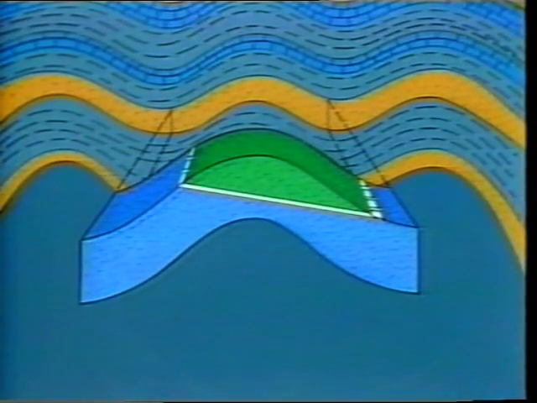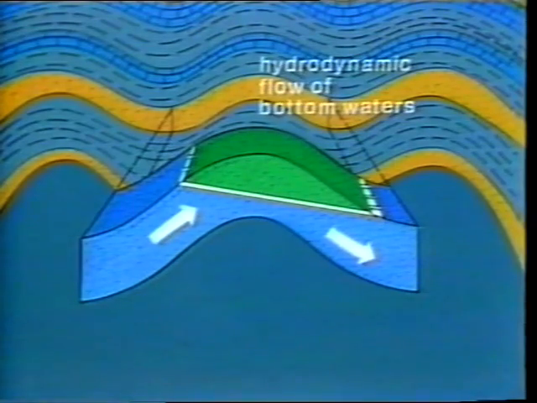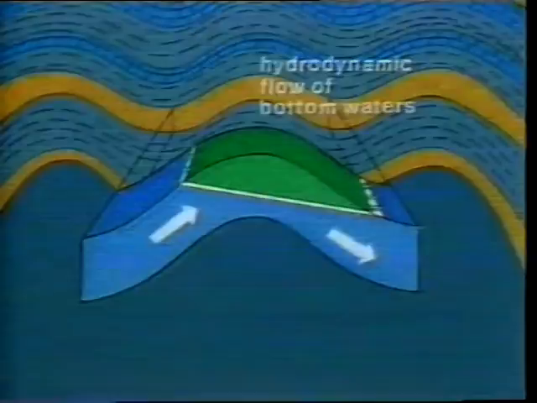Fluid contacts in a trap are generally planar, but are by no means always horizontal. Should a tilted fluid contact be present, its early recognition is essential for correct evaluation of reserves and for establishing efficient production procedures. There are several ways in which a tilted fluid contact may occur. One of the most common is hydrodynamic flow of bottom waters. However, we'll discuss this later on when we look at hydrodynamic traps.